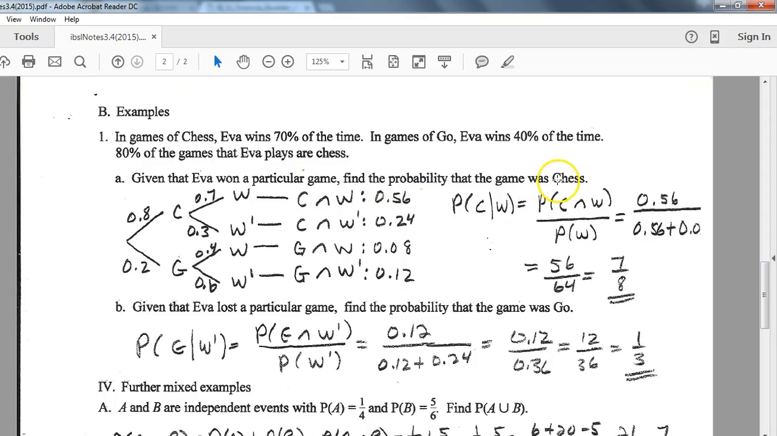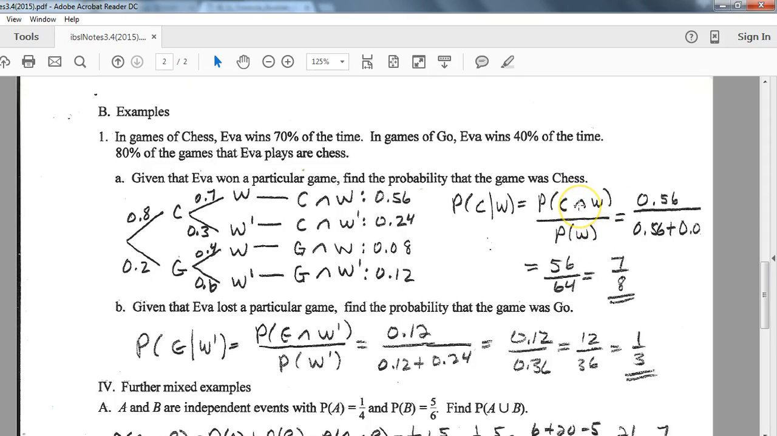Find the probability that it was chess. So right off the bat, I always start with the given. For me, that's the easiest thing to look at first. So the bottom needs to be cases where the given happened. If we said given that she won, well, 0.56 for a win here and 0.08 for a win right here. So I'm going to add those two cases together, 0.56 plus 0.08, that's 0.64, and that's what goes on bottom. So that's the denominator, that's the given cases.